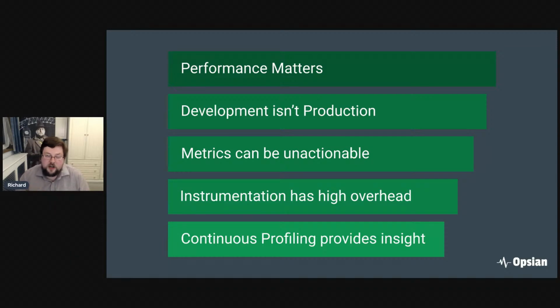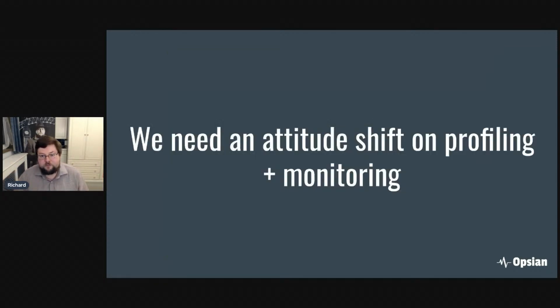Instrumentation gives a very, very high level of granularity and detail about what a production system is doing, but also quite high overhead. And the more fine-grained you instrument your system, the higher the overhead. Continuous profiling can provide that actionable insight, can provide that useful data. But to do continuous profiling, you need to both have a low overhead way of measuring the system that isn't going to slow your production system down, and also this framework and ecosystem for gathering that data as well. So we think that we need a real attitude shift on profiling and monitoring in general.